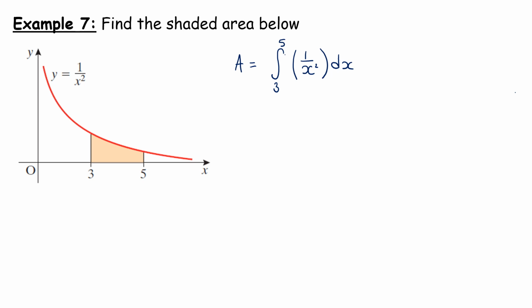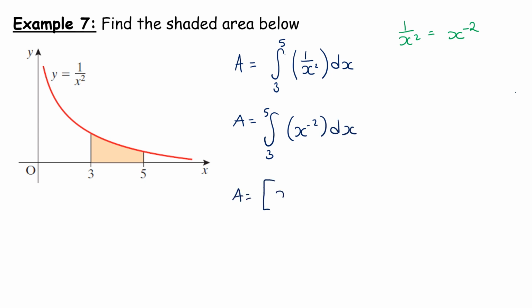Before I do anything, I want to rewrite 1 over x squared as x to the power of minus 2, because then I'm better able to integrate that. So I have 5 and 3, and then x to the power of minus 2 with respect to x. My area is going to be: add 1 to my power, so I get minus 1, between 3 and 5. And I divide by my power, so my minus 1. So I'm going to have a minus x to the power of minus 1.